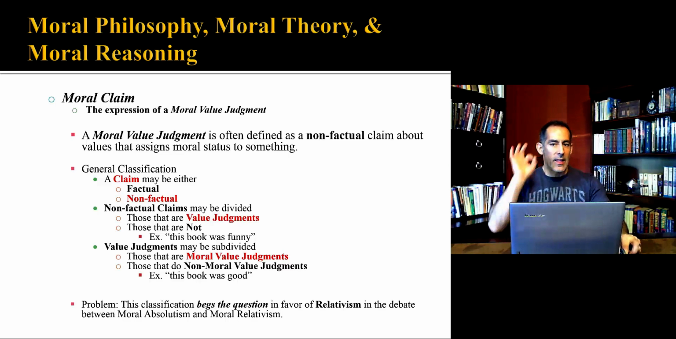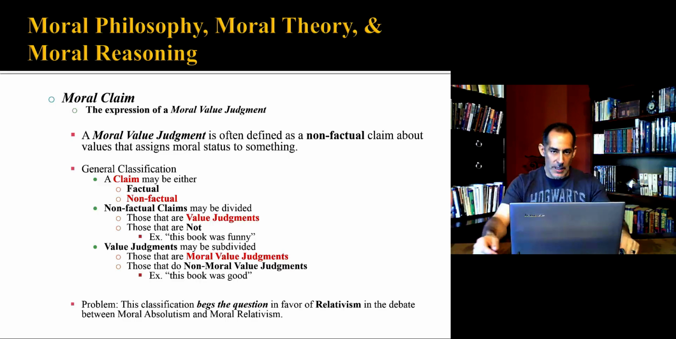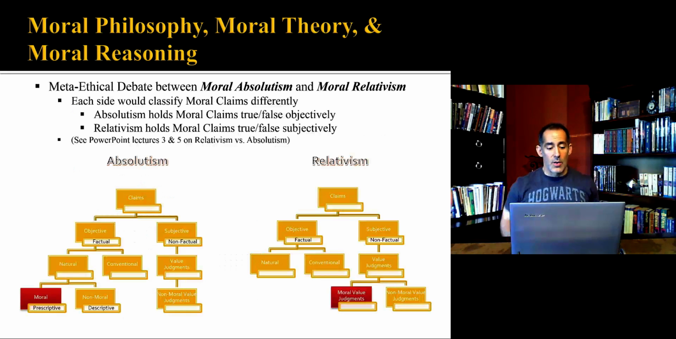The problem is classifying the moral value judgments as non-factual claims in the beginning of the classification is going to beg the question in favor of what we call relativism in the debate that we're going to look at later, which is between relativism and absolutism. So if you classify it that way, then of course ethics does become relative. But that is not the way all philosophers would classify moral value judgments. So look at the next slide. In a metaethical debate between absolutism and relativism, each side would classify things differently, and I gave you the breakdown of both.